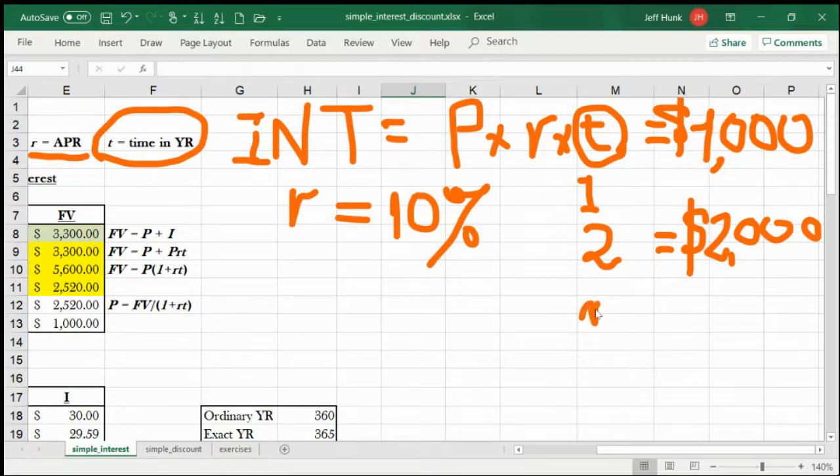So if time is n years, where n is just any number, I'll make an ellipsis here. If time is n years, all you need to do is P times R times N. Okay? So it's easy. It's not difficult to understand.